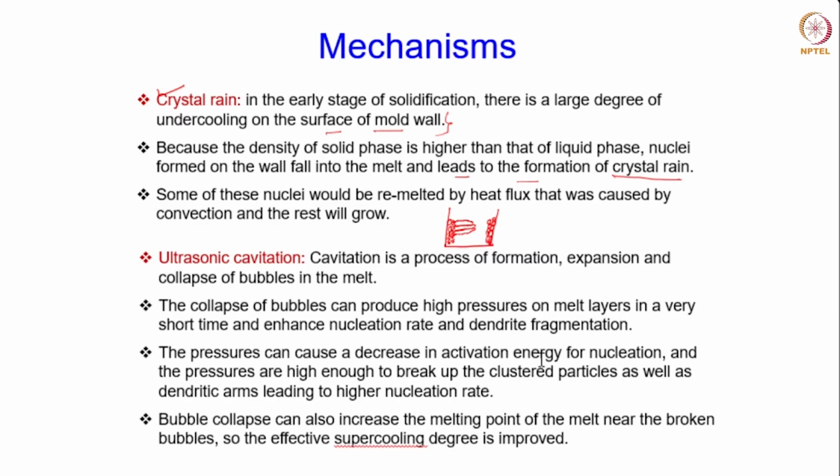Then we talked about two more methods of creating this vibration in the melt. One is through ultrasonication, which leads to cavitation, and this cavitation creates conditions in the melt which are conducive for grain refinement. For example, it leads to breakage of the dendrite arms, providing more nuclei, or decreases the activation energy for nucleation, leading to a high nucleation rate. So all these are good for grain refinement.